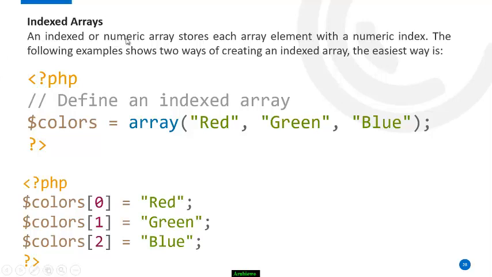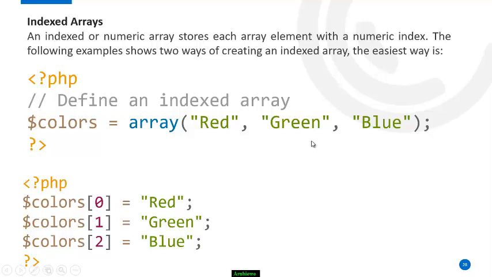An indexed array or numeric array stores each array element with a numerical index. The following example shows two ways of creating an indexed array. The easiest way is this first one. We have a normal PHP tag, and we define an indexed array. We have $colors equals an array function. Anytime you want to define an array, use this array function. You open brackets, and the values you want to store inside that variable will be in quotes separated by commas.